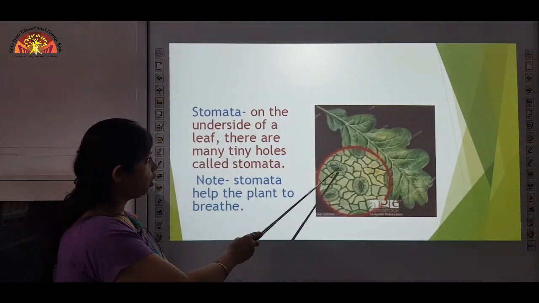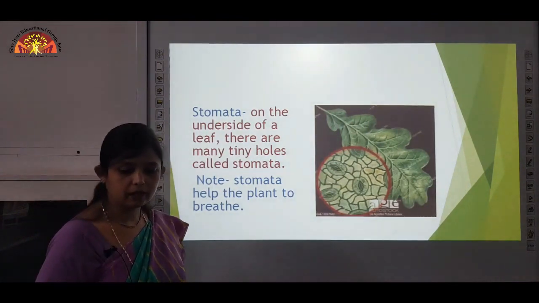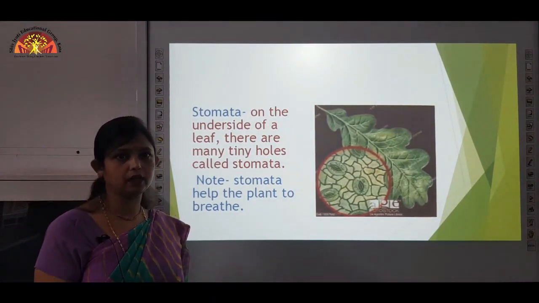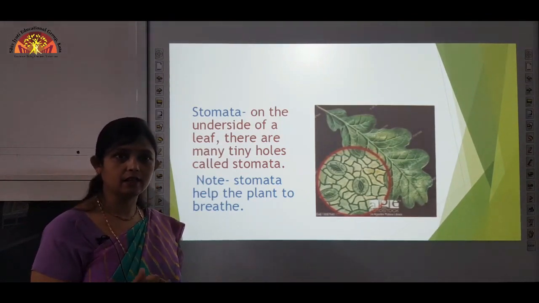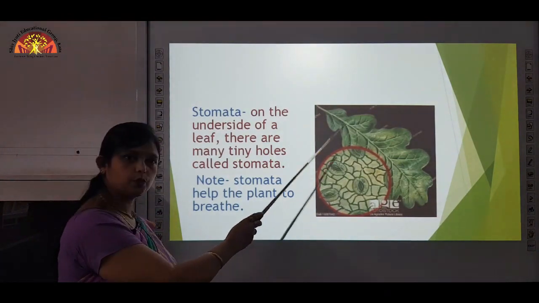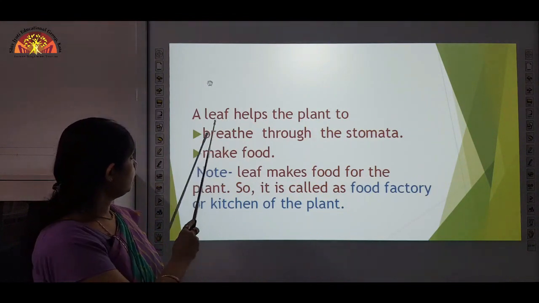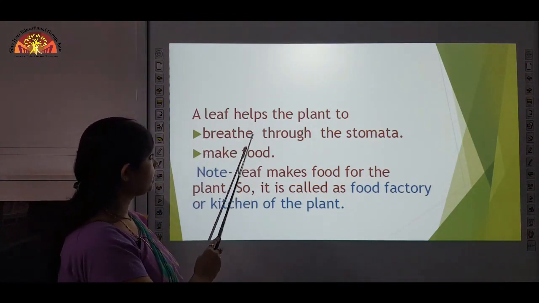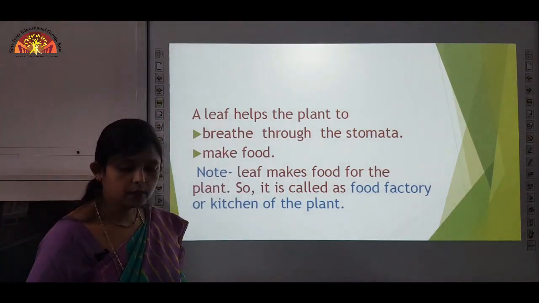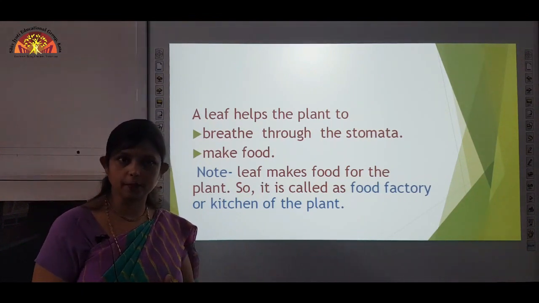Now these holes help the plant to breathe. Just like we breathe, we take in oxygen and give out carbon dioxide, the same way plants also breathe, and they take the gases in and they release the gases out through these small pores which are called stomata. Now a leaf helps the plant to breathe through the stomata and to make food.